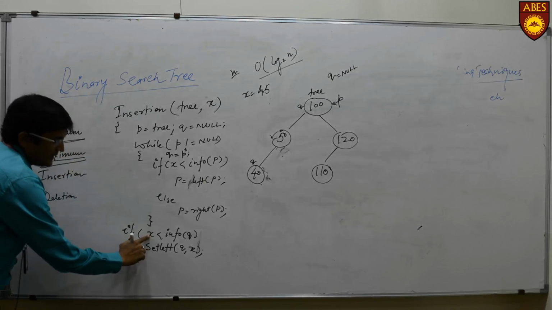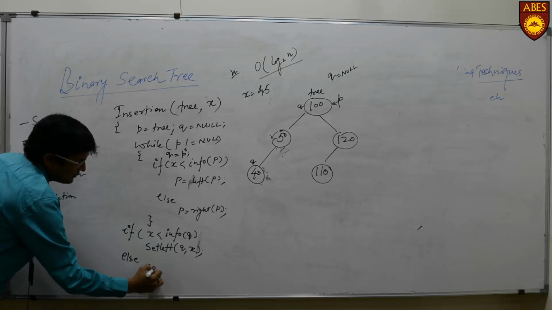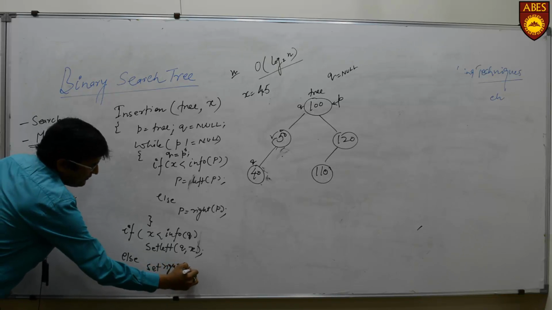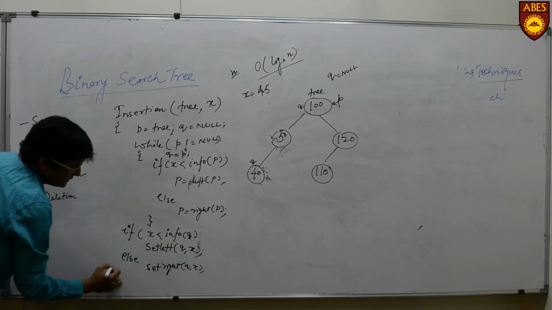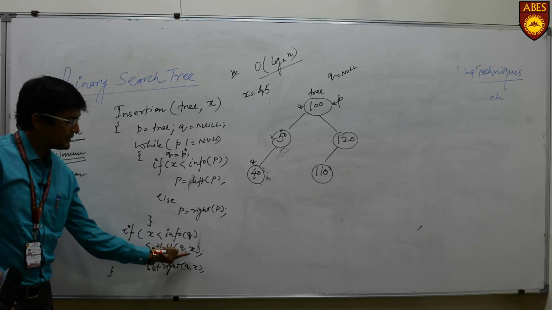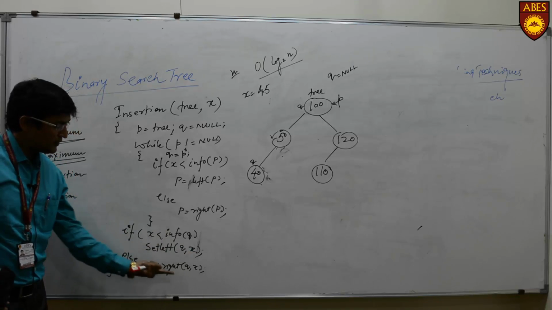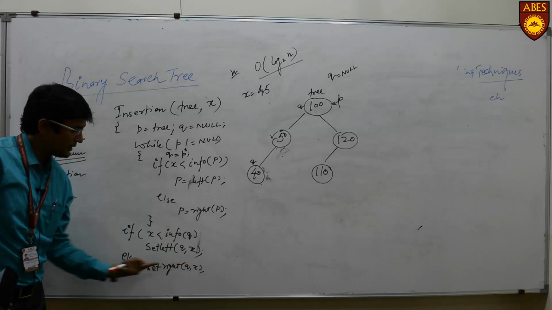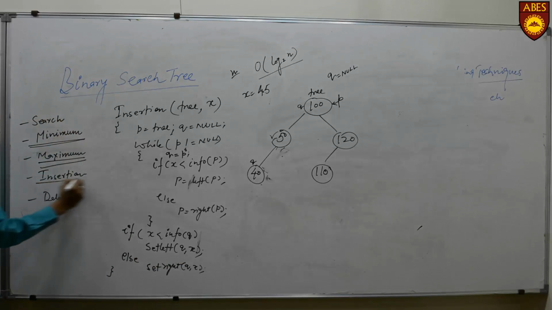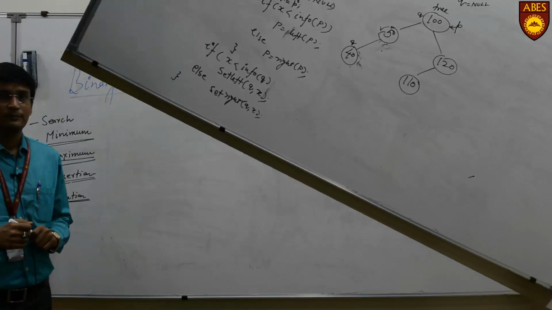Otherwise, it means X is greater than information of Q. In that case, we will perform the set right operation. So set left and set right operations are considered to be the standard operations, and set left is only used for insertion of a node as a left child of any node, and for set right, the node is inserted as a right child of the given node. So this is the insertion operation in the binary search tree.